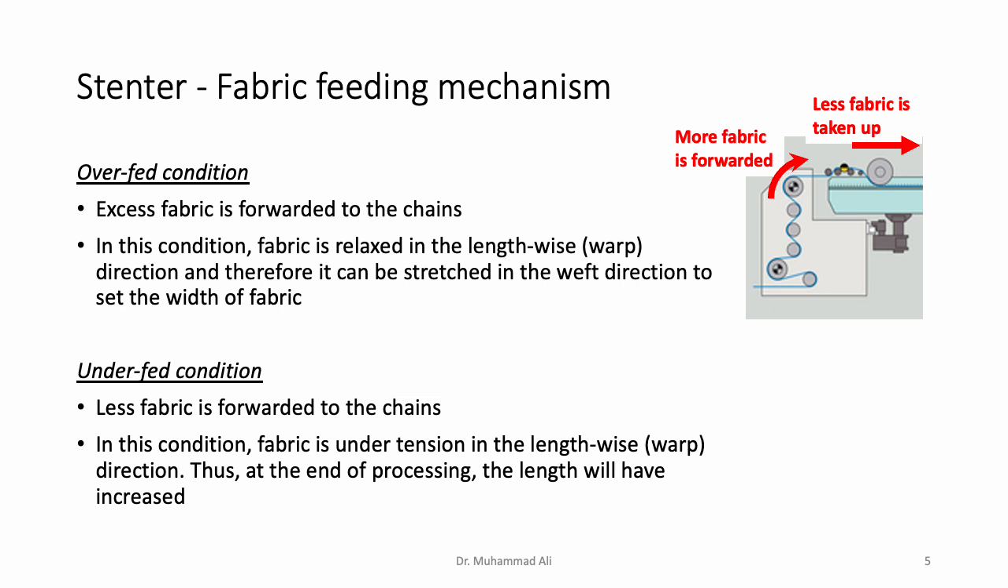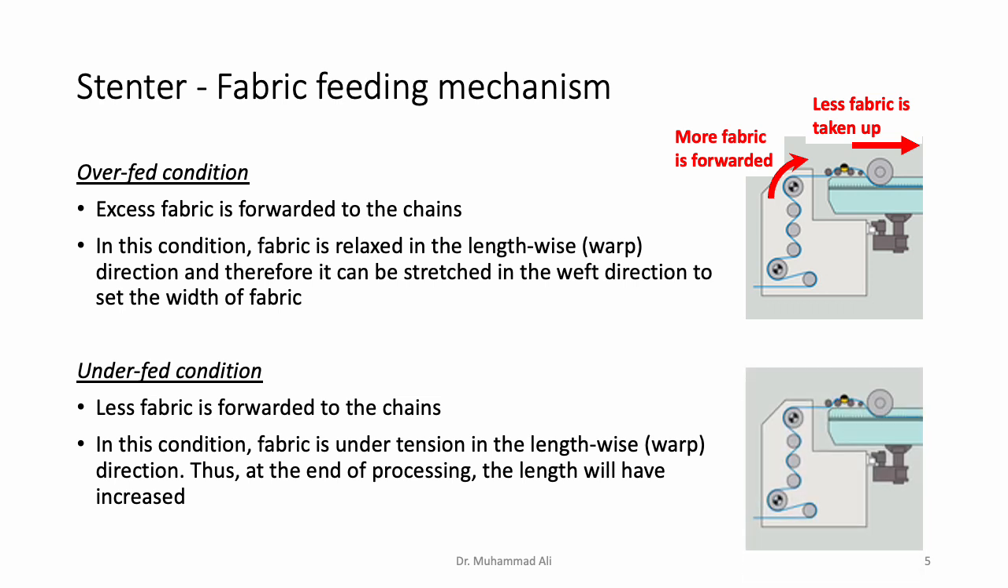And if we are maintaining the underfed condition, then at the end of the processing of fabric on a Stenter, we will have more fabric lengthwise than we actually fed. So basically, in simple words, the fabric gets stretched in the lengthwise direction. Let's look at how it is done with the help of a diagram. So again, you can see the feeding mechanism. The feeding mechanism will forward less fabric, and the speed of the Stenter chains will be slightly more than the speed at which fabric is forwarded by the feeding device. And this results in lengthwise tension in the fabric.